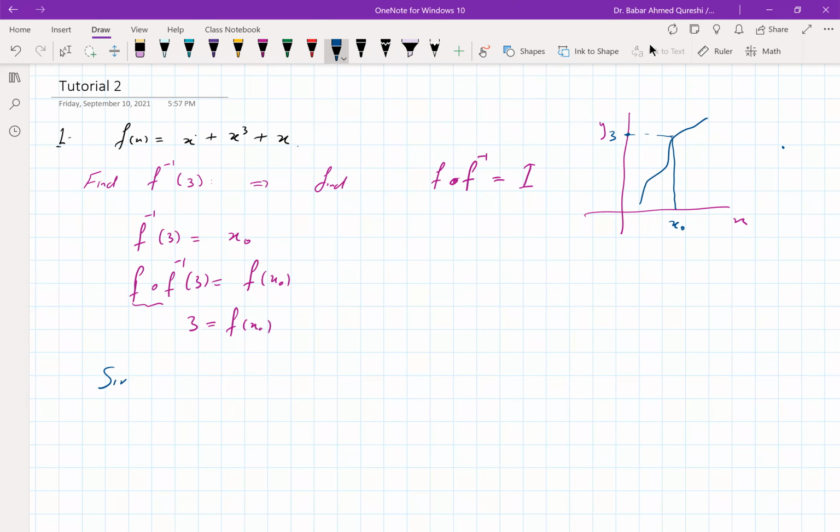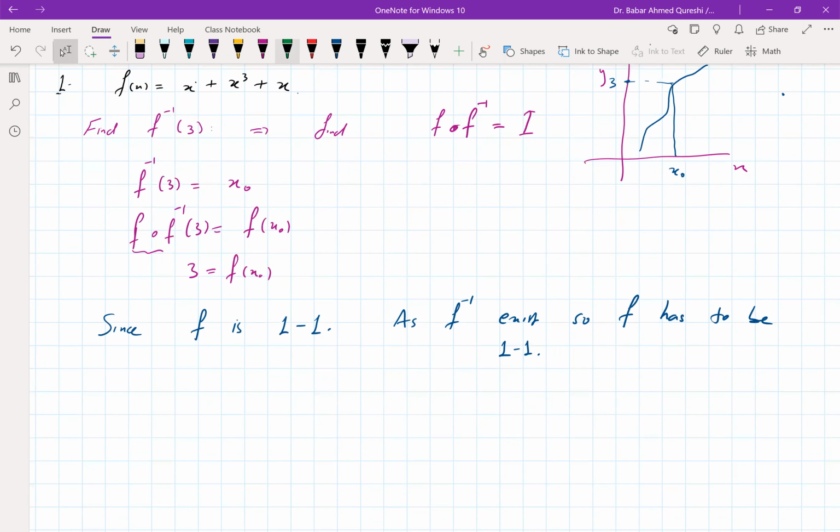And since f is 1 to 1, since we are talking about inverse, as f inverse exists, so f has to be 1 to 1. That means there's going to be only one number which gives us this. So if I can find that one example which will give me a 3, then I'm done. I don't need to show its uniqueness or anything like that. And it's quite obvious what it would be.